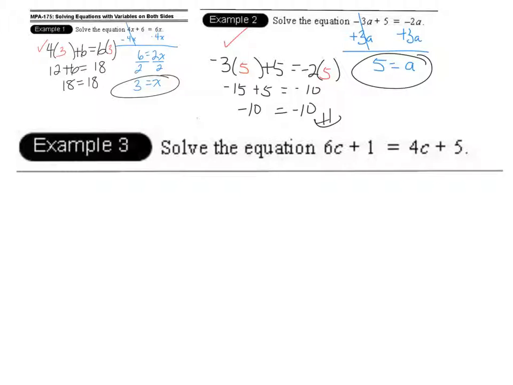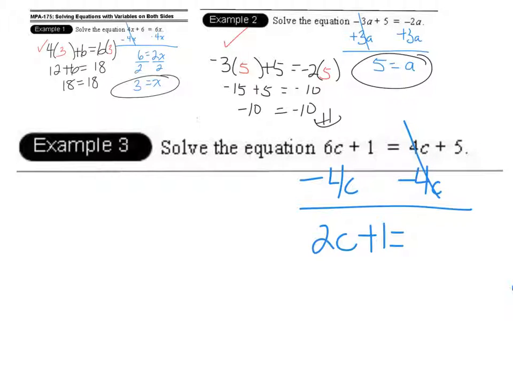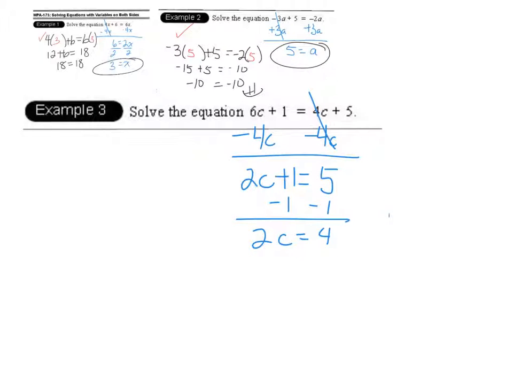I'm going to go to where c is the biggest, so I'm going to subtract 4c from both sides. I like my variable to end up being something positive. So I've got 6c minus 4c is 2c, plus 1 equals 5. Then I'm going to subtract 1 from both sides of the equation, so 2c equals 4. Divide both sides by 2, and c equals 2.